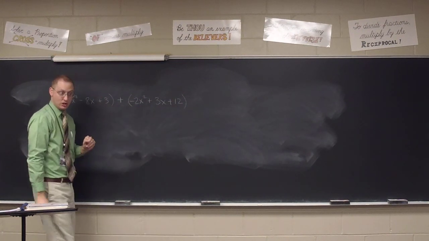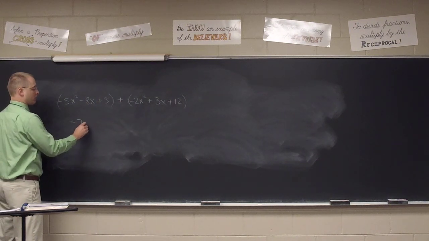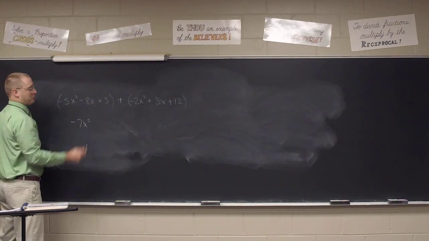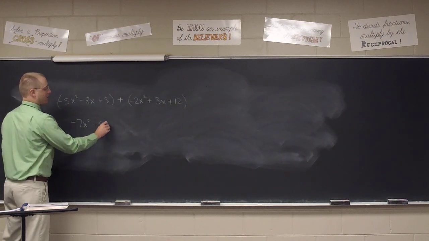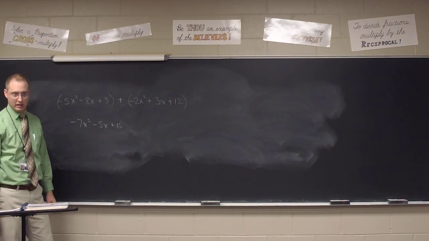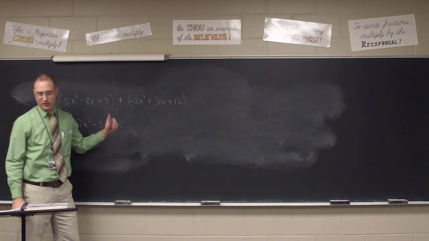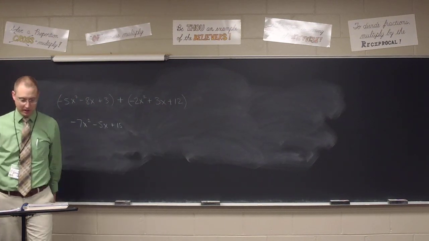All the signs change. And I say negative 5x squared, negative 2x squared, negative 7x squared. Thank you, Dylan. Negative 8x, positive 3x, class, negative 5x. 3 and 12, positive 15. Done. Easy. Same thing we were just doing. You just have to change to a plus and change all the signs. And that's it.